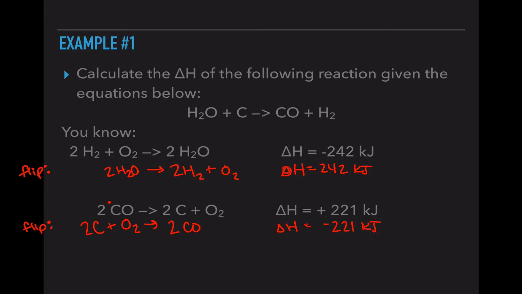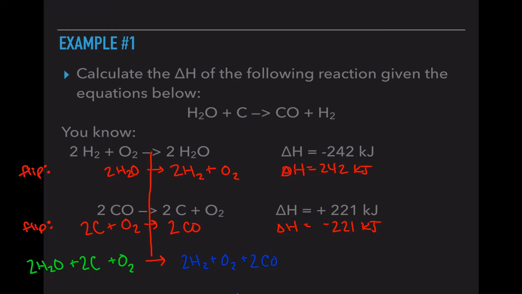So now I'm going to drop a line down because this whole point is to try to make this final product. And when I drop a line down, I'm going to draw a new arrow. I'm going to combine the stuff on the left and combine the stuff on the right. So I'm going to do this in a different color. I have 2 H2O plus 2C plus O2 on the left of my line. On the right of my line, I have 2H2 plus O2 plus 2CO.